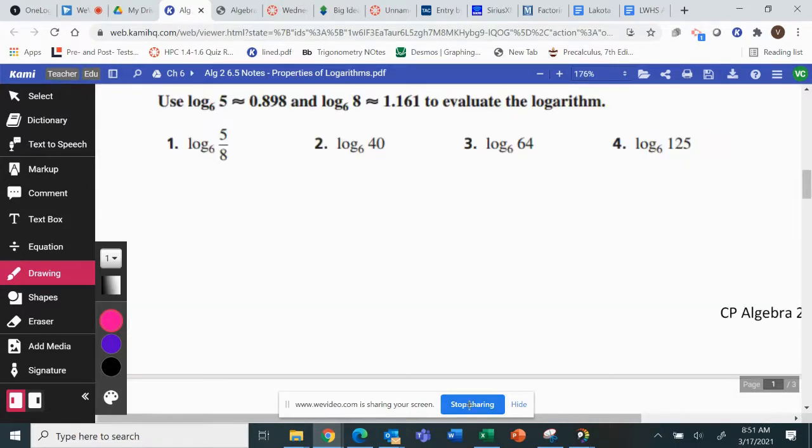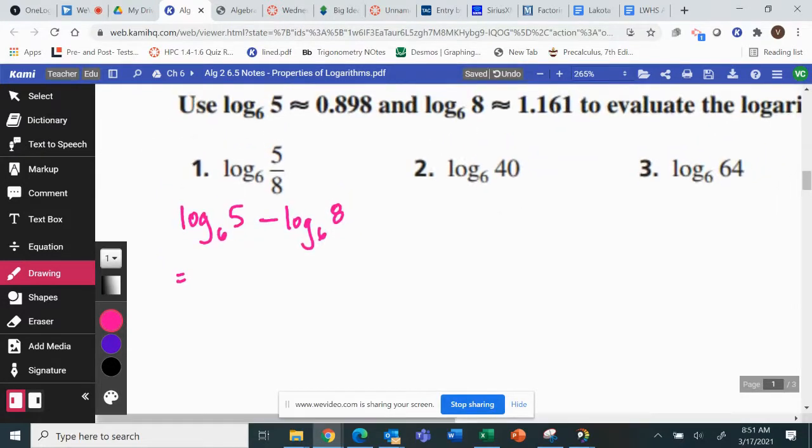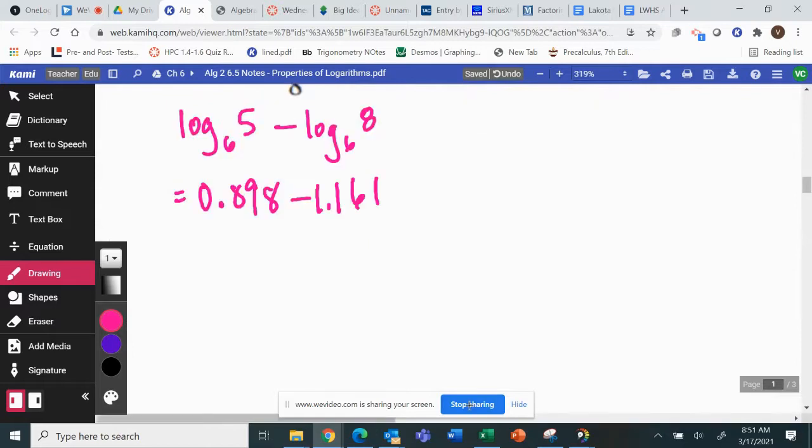So for the first one, log base 6 of 5/8. We're going to do log base 6 of 5 minus log base 6 of 8. When you see division, we expand it with subtraction. And that'll give us, what are these numbers? 0.898 minus 1.161. If you are doing that by hand, because I saw some people doing it by hand, just really how it's supposed to be.